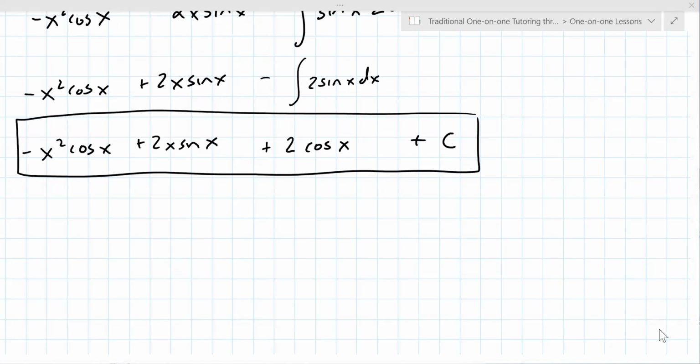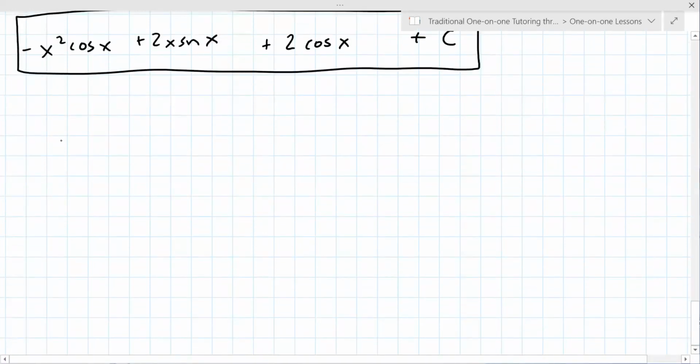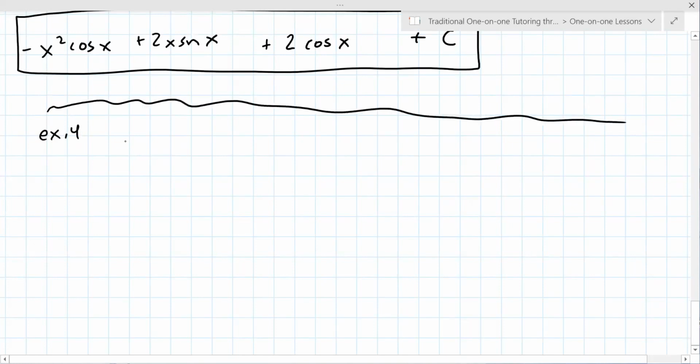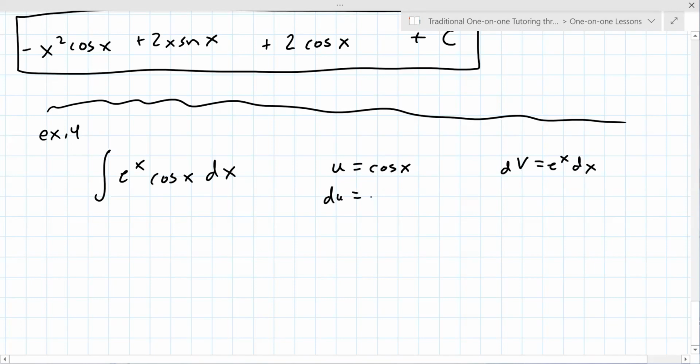Okay, let's go look at the example 4 type, but I'm going to change it up and then we'll come back and do this one. Integral e to the x cosine x dx. This time I'm going to let u equal cosine x and dv equals e to the x dx. So du is minus sine x dx, and v is e to the x.